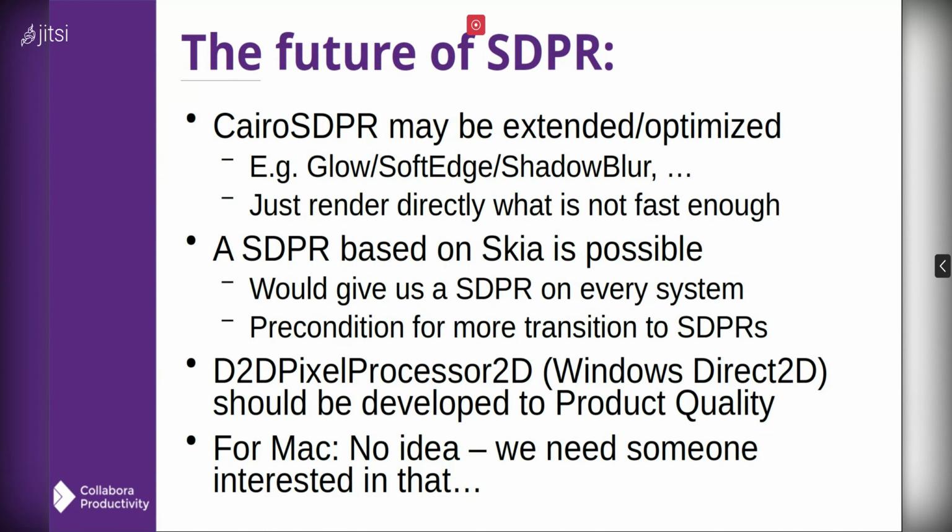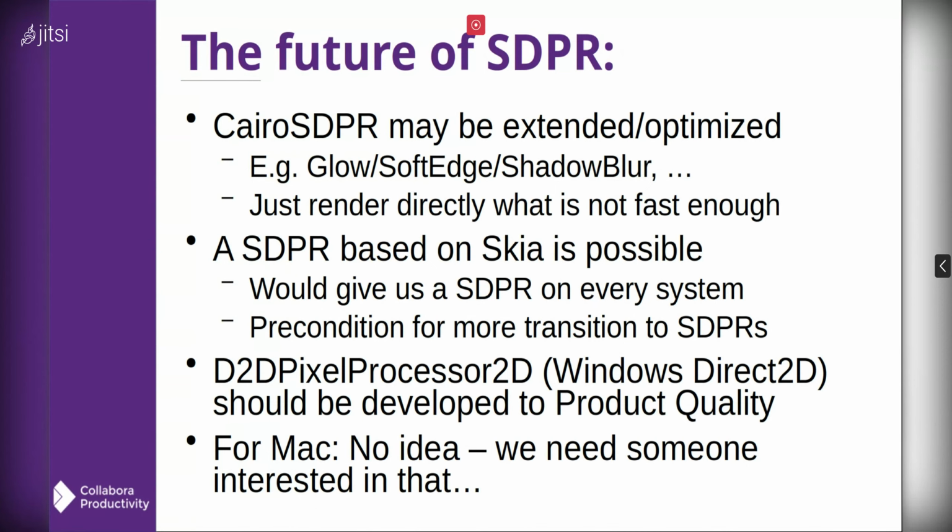So for the future, we can still extend Cairo SCPR. I have added a lot of primitive support beyond the 9 minimal ones. We could still add something for glow, soft edge, shadow blur, whatever. It's not in there, but still pretty fast because it also gets buffered with the primitive mechanisms. And if you see something that is not fast enough, it's always possible as an option to add support for that primitive, or what the primitive needs, and the slow part in an existing SCPR.